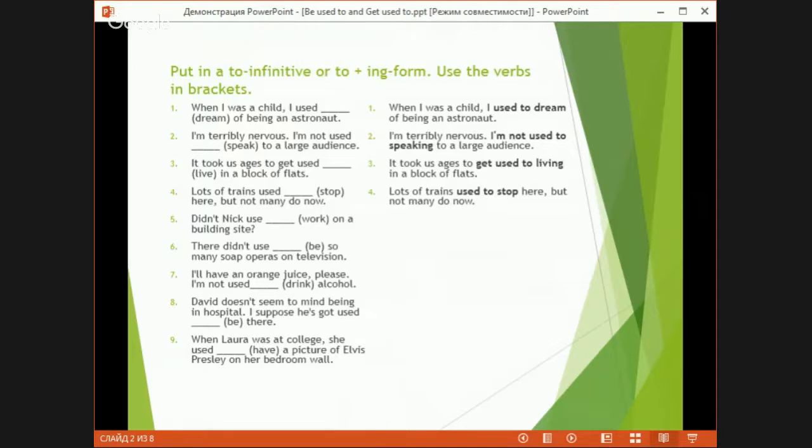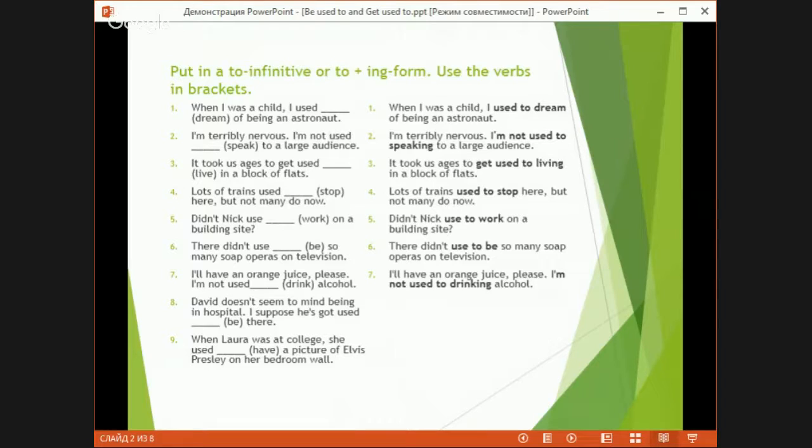Lots of trains used to stop here, but not many do now. So it was past habit. Didn't Nick used to work on a building site? It's a question about also past habit. There didn't used to be so many soap operas on television. Past habit as well.